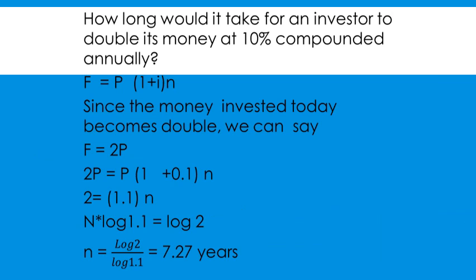Let me take the third example now. How long would it take for an investor to double his money at 10% compounded annually? A very simple problem. Anyone would like to know, if I invest some amount today, how long will it take for this amount to double itself? That means if I invest 100 rupees today, how long will it take to double itself, meaning become 200 rupees at 10% compounded annually? If that is the case, let us see how it is to be solved.